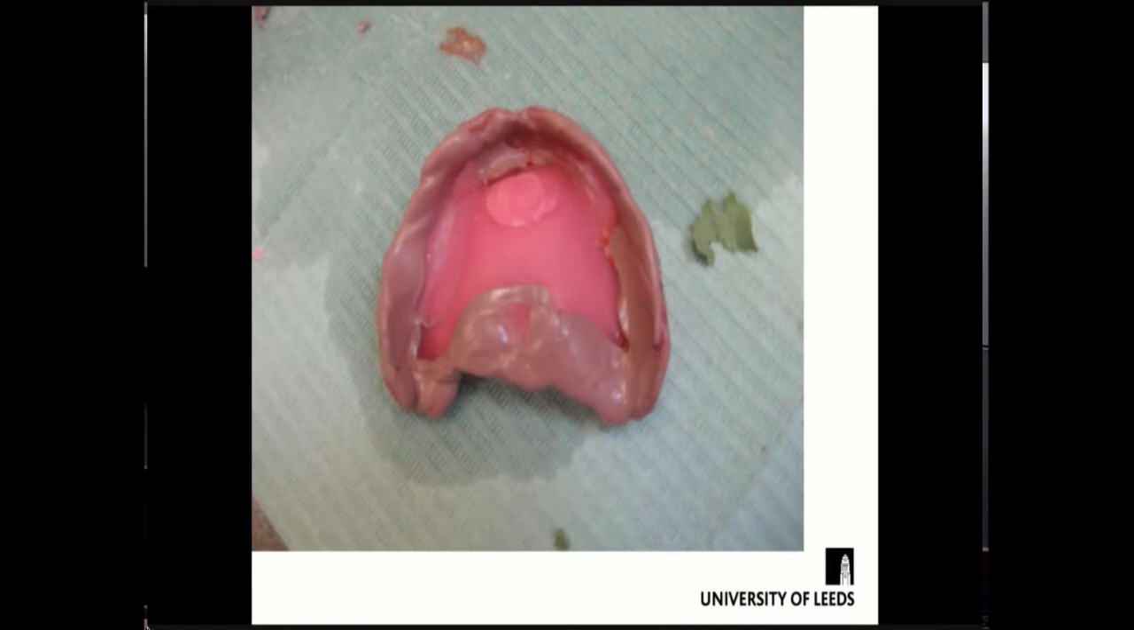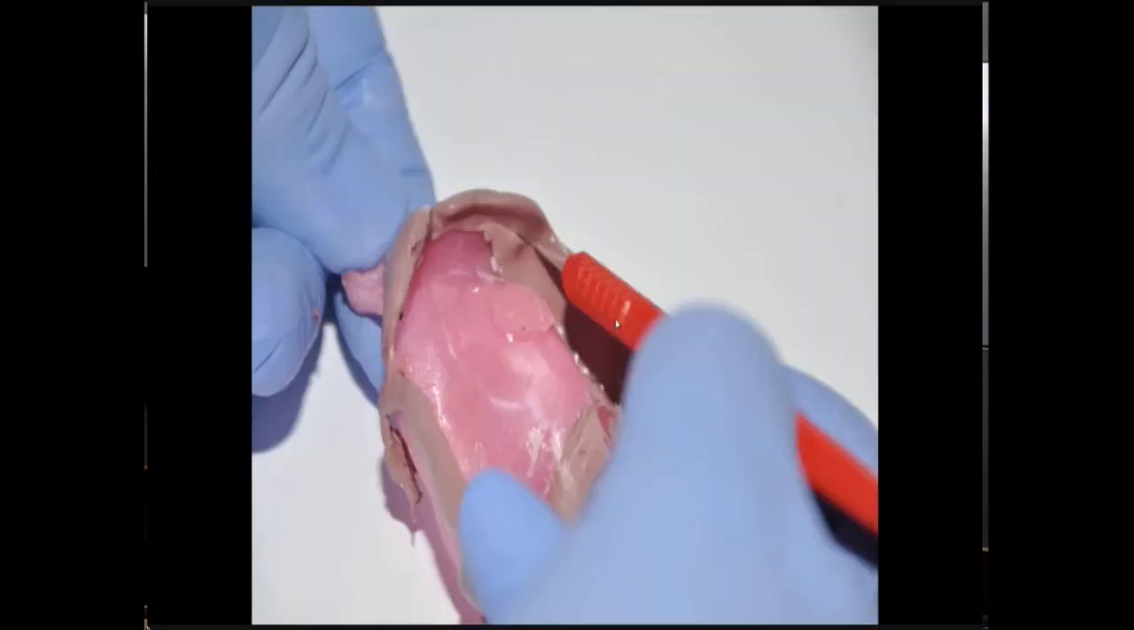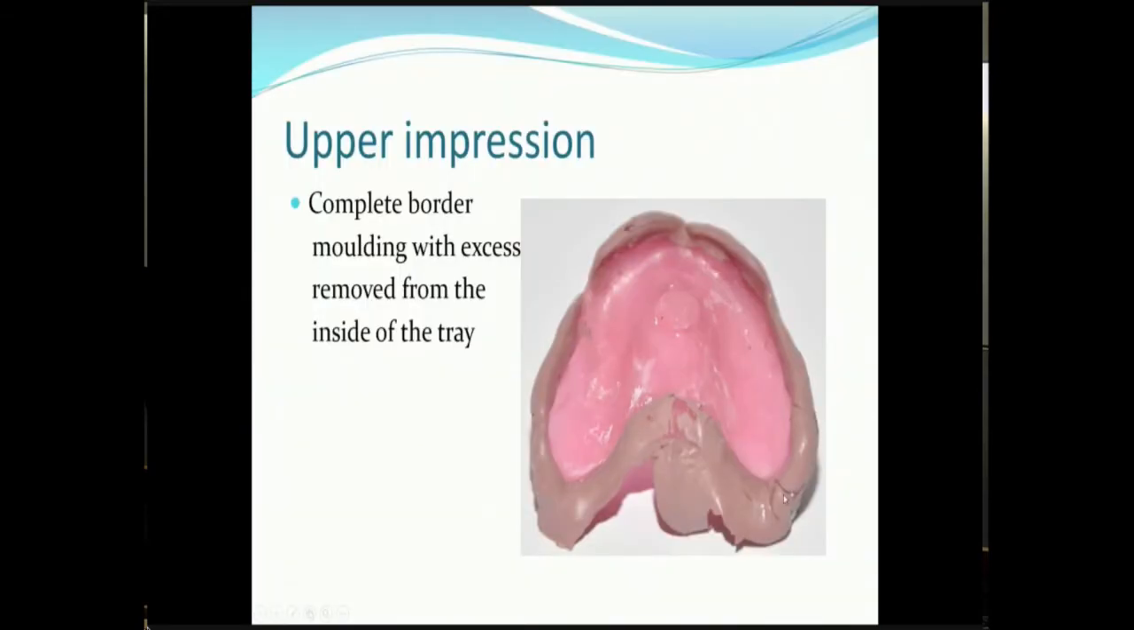And when we border mould that, we may find that in some areas the flange is still slightly overextended, in which case we'll trim it down. Where the material has extended onto the alveolar ridge, we need to cut it off just to leave the periphery around there. So we trim it back and we've got the periphery around there. We've reduced that and we've added a little bit of silicone there where it was overextended.